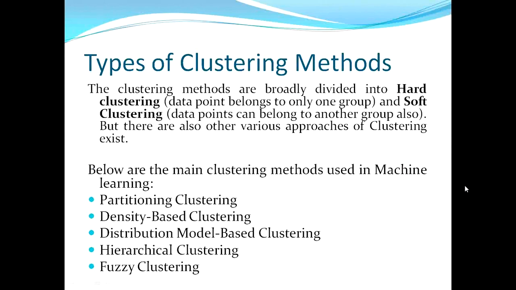There are types of clustering methods. The clustering methods are broadly divided into hard clustering, where a data point belongs to only one group, and soft clustering, where data points can belong to another group as well. But there are also various other approaches to clustering. Below are the main clustering methods used in machine learning: partitioning clustering, density-based, distribution model-based, hierarchical, and fuzzy clustering.